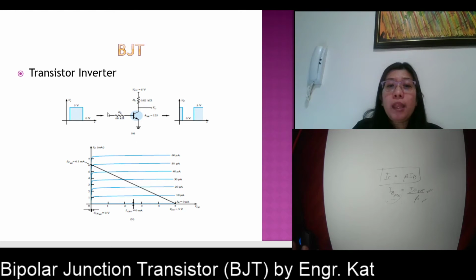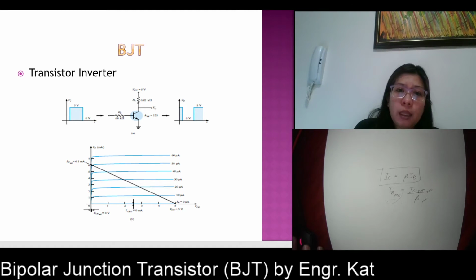Now, what if your input is equal to 0? When your input is equal to 0, your IC is equal to 0. When your IC is equal to 0, we don't have any drop across your RC. Since we don't have any drop across your RC, all of the 5 volts will be seen at the collector terminal, so we will have an output equivalent to 5 volts.